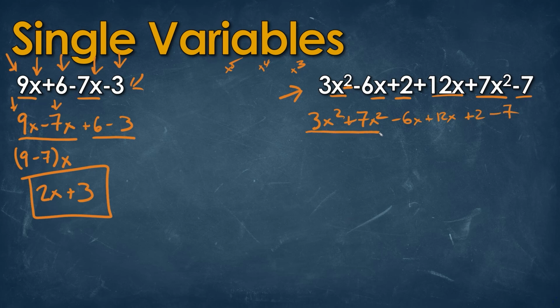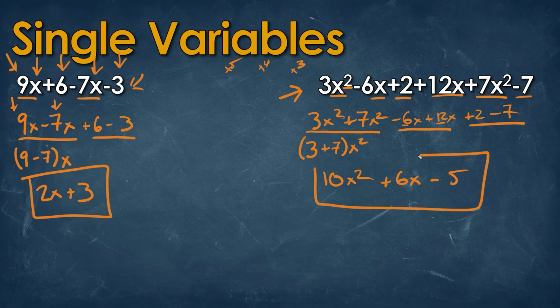Now we follow the same protocol that we did before, where we just add or subtract the numerical values that are next to that variable. So we would have 3 plus 7, we would group those together, and then we're going to have x squared next to it. 3 plus 7 will give us 10x squared. Now we can do the same here. We don't have to go through each process of adding this out. This just makes it easier for us to take a look at. We'd have -6x plus 12x, just looking at those numerical values. -6 plus 12 will give us a positive 6x. And then we take our constants, which are 2 minus 7, and that's going to give us -5. And that'll be your answer for that.